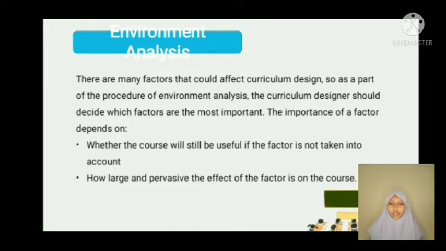There are many factors that could affect curriculum design. So as part of the procedure of environment analysis, the curriculum designer should decide which factors are the most important. The importance of a factor depends on, first, whether the course will still be useful if the factor is not taken into account, and second, how large and pervasive the effect of the factor is on the course.